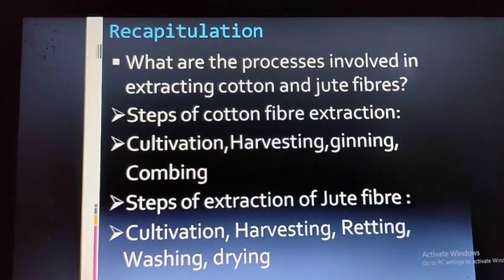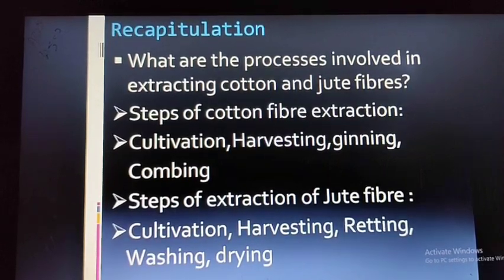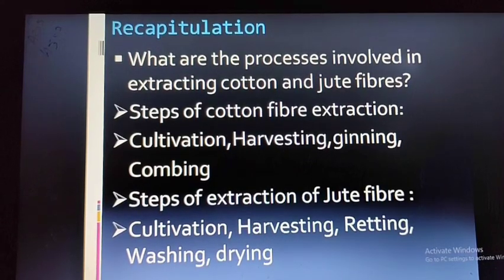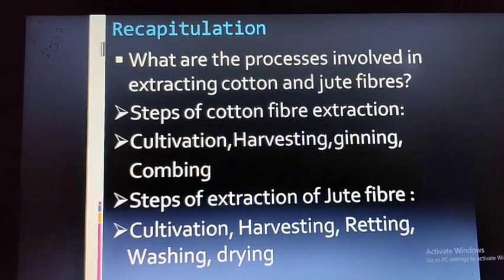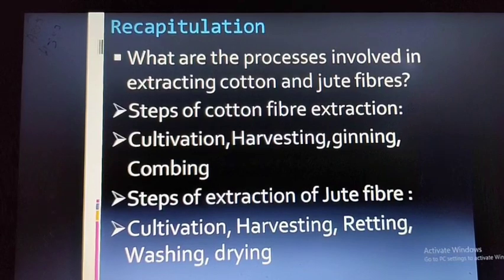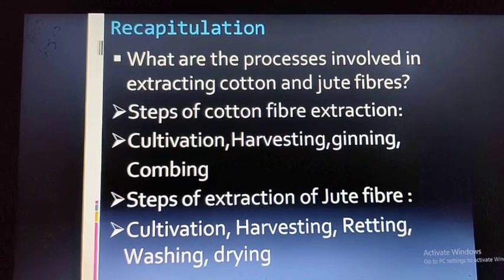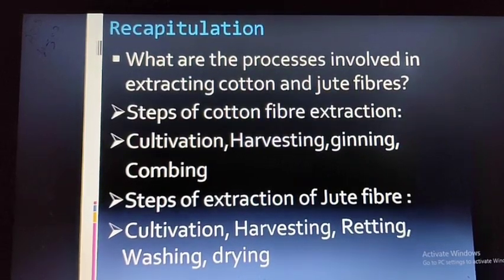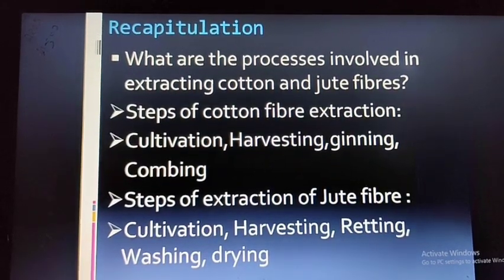The steps of extraction of jute fibers. Steps are cultivation, harvesting, retting, washing, and drying. In the cultivation process of jute fibers, jute plants are grown in a large field. After 4 or 5 months, they are harvested and bundles are made from them. These bundles are soaked in water for 15 to 20 days so that the stem becomes soft and the extraction of fiber become easy. These fibers are washed and after that dried. Then they become ready to use.